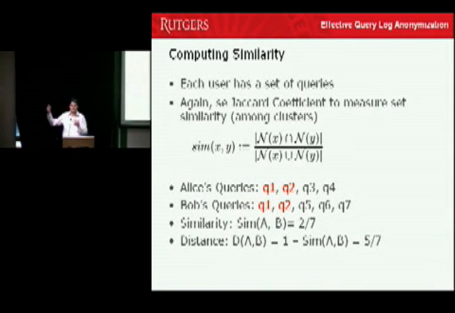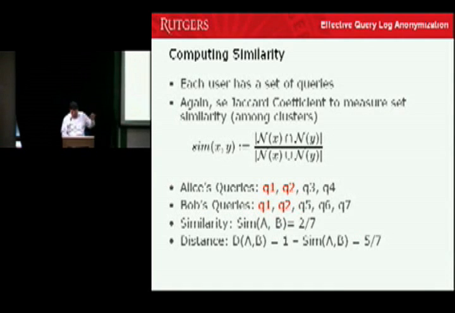Guess what? You have users who have queries. These are sets. So perhaps we could use the Jaccard coefficient. So in this case, Alice has 4 queries, Q1 to Q4, and Bob has, say, again, 5 queries, Q1, Q2, and 5, 6, and 7. So the Jaccard coefficient tells us that the similarity between Alice and Bob is 2 by 7. And then the distance is 1 minus the similarity, right?